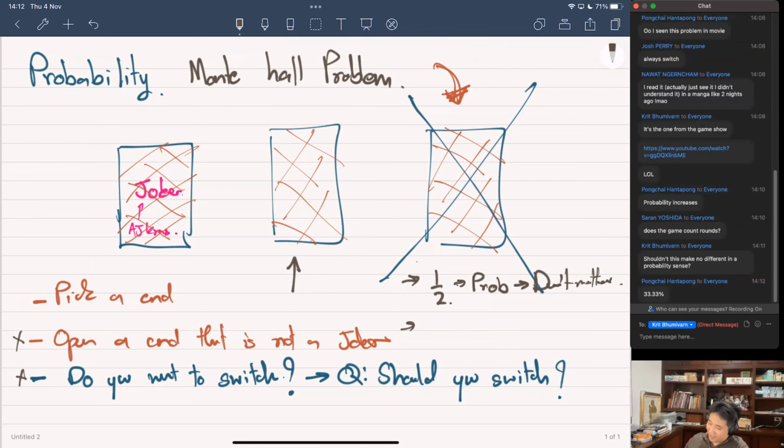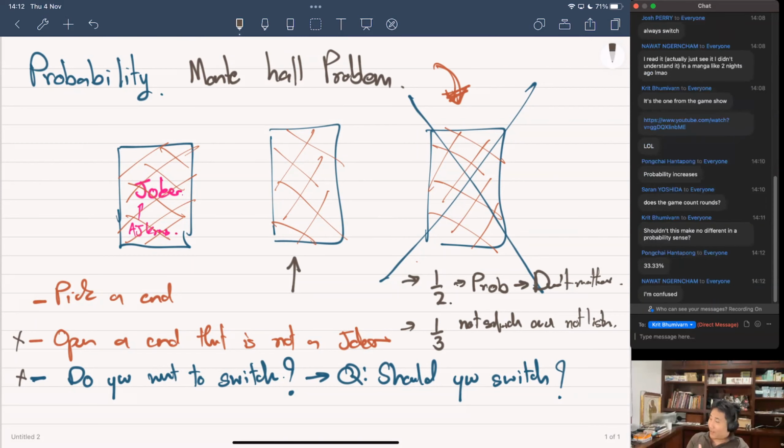It's going to be 1/3, right? 1/3 for not switching, and not even listening. Are we good? There are two arguments, and they seem to be in conflict, because one of them said a half, the other one said a third.